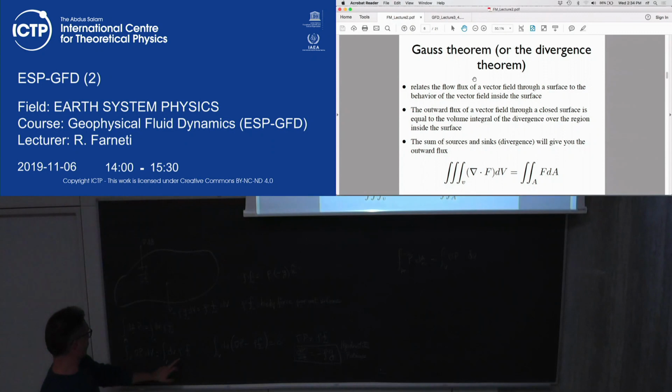So these two have to be equal. From here to here, I use the Gauss theorem, so I get two volume integrals. The surface integral of pressure is equal to the volume integral of grad P. It's not a divergence because it's a scalar. And please, can you say that last statement again? This one. Yeah, so we use the Gauss theorem here.